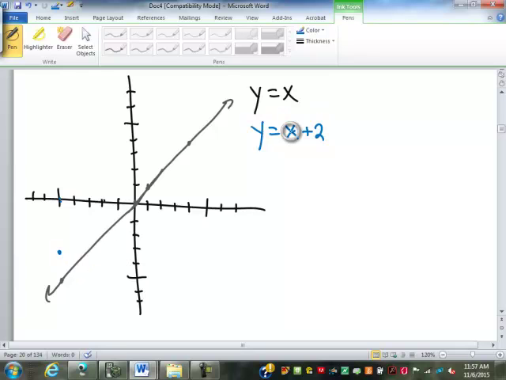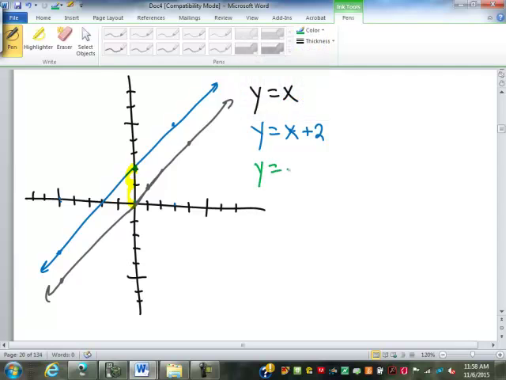If x is 0, what's 0 plus 2? 2. So if x is 0, y is 2. That would be right there. If x is 3, what's 3 plus 2? 5, right? So 3, 5, right there. What we get is a line that is parallel to the original line, same angle up the graph. What's changed about it? Well, it's just moved up 2 spots. The plus 2 moves it up.